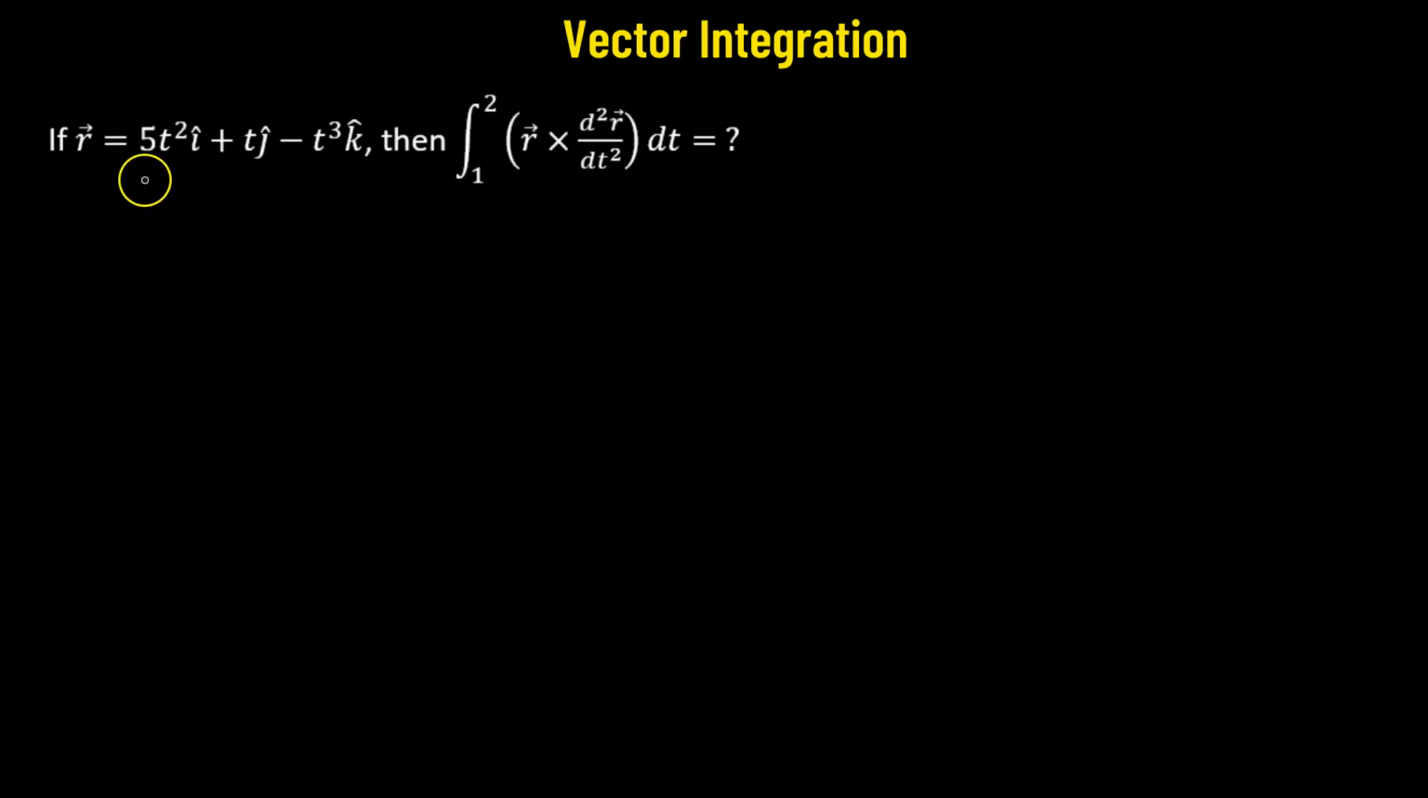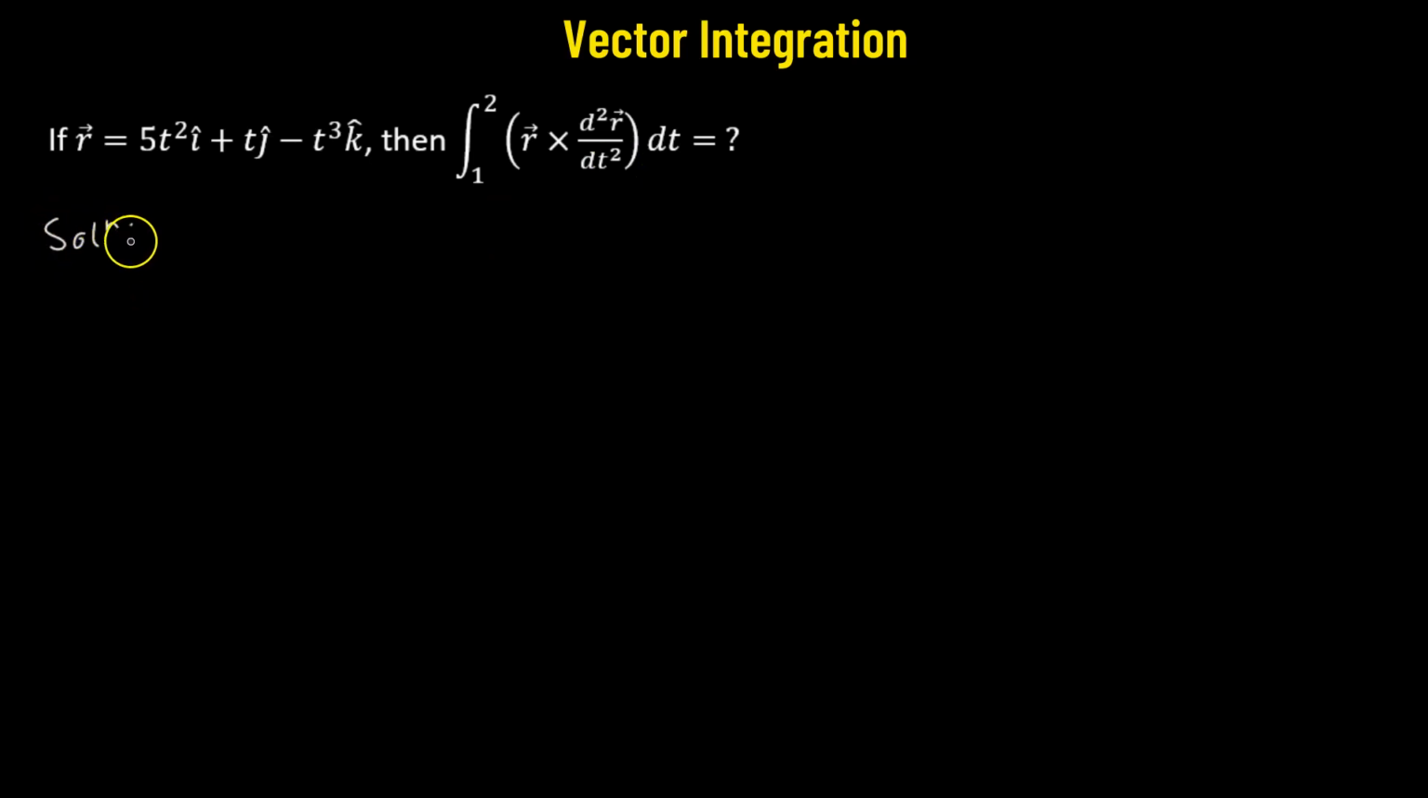Here we are provided with a vector valued function r, which is a function of the scalar parameter t. Then, using this information, we need to obtain the definite integral of the vector cross product between r with the second derivative of r with respect to t. So let's find it out.